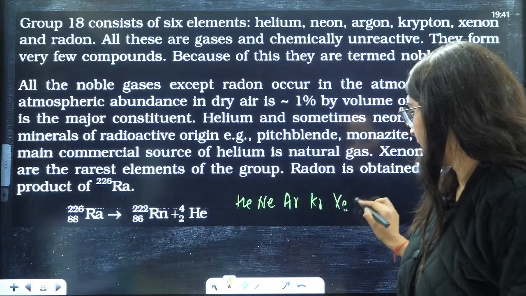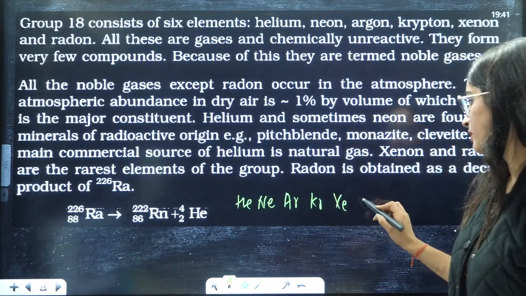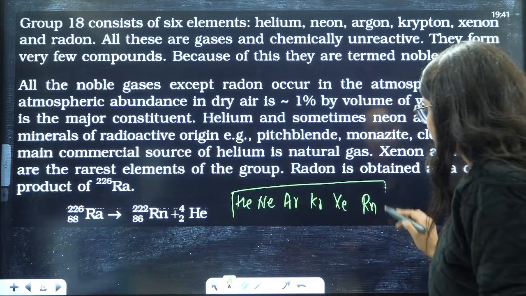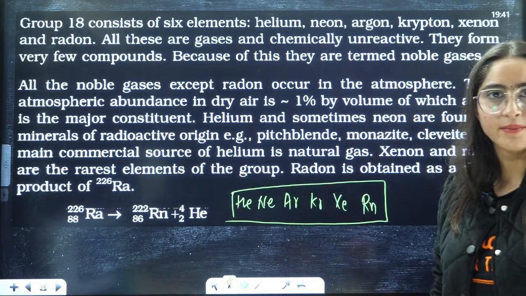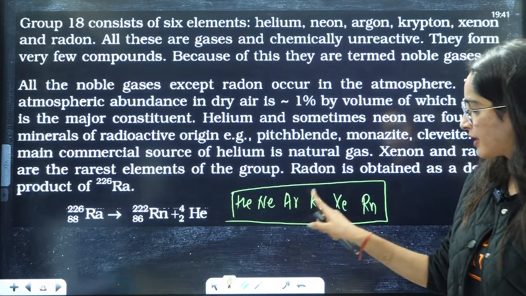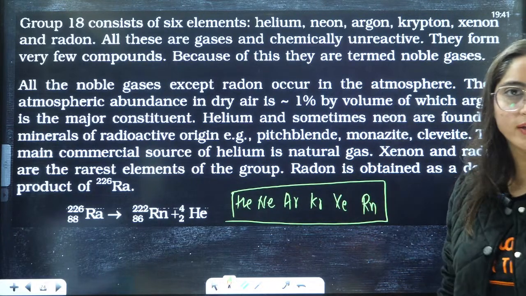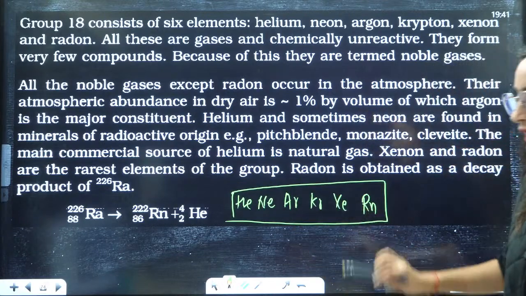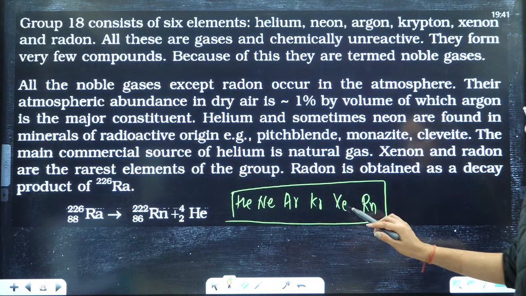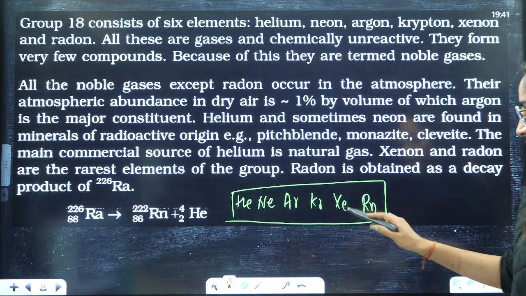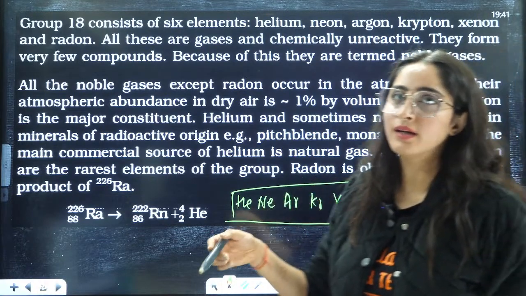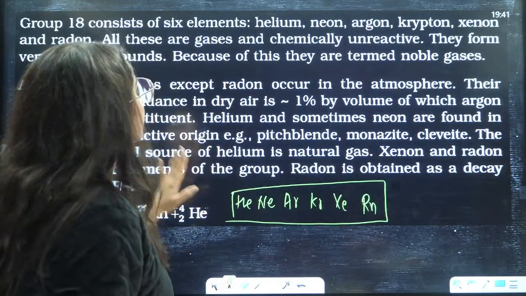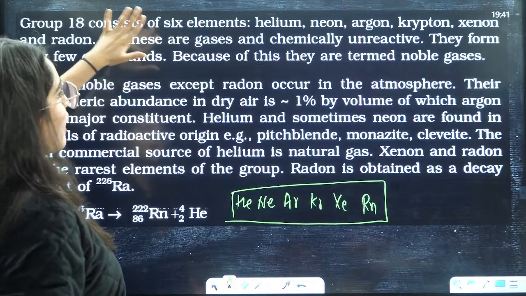Xenon and krypton. Then you have radon. These are the 6 elements: helium, neon, argon, krypton, xenon, radon, right? So now Hina, Nina or Katrina, this you can just remember anything here. I totally forgot. This I remember by xenon and radon only, right? So here 6 elements you have, right?